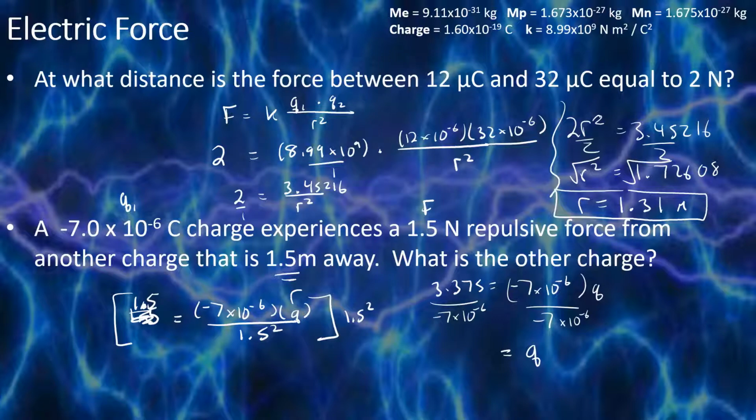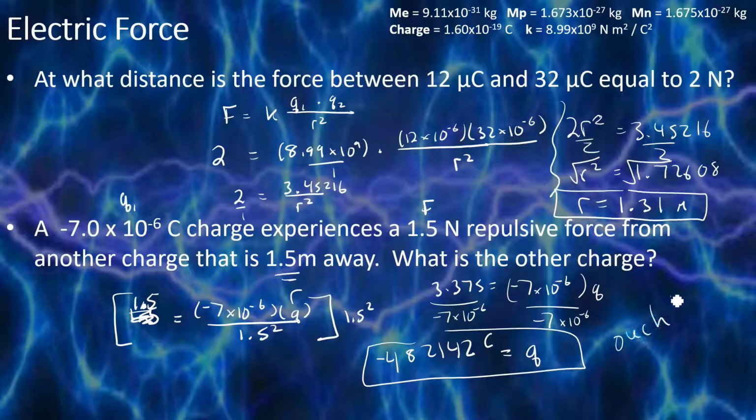Boy, this Q is rather large compared to that one. In setting this up, I probably wanted less force than that, or more distance, something like that. So negative 4.8214 times 10 to the something coulombs. Holy, ouch. Stay away from that. That's huge. A coulomb is pretty large, so to have this large of a charge is pretty scary. So weird problem right there.